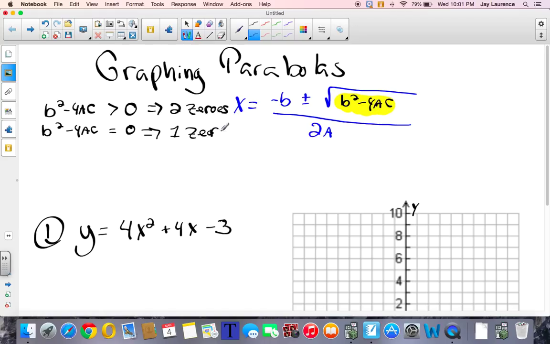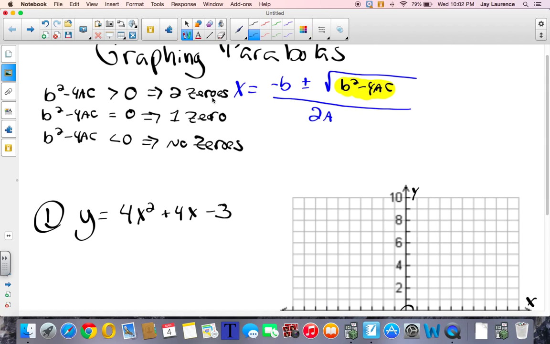One solution, one x-intercept. And when b squared minus 4ac is less than 0, no zeros. The parabola does not touch the x-axis.